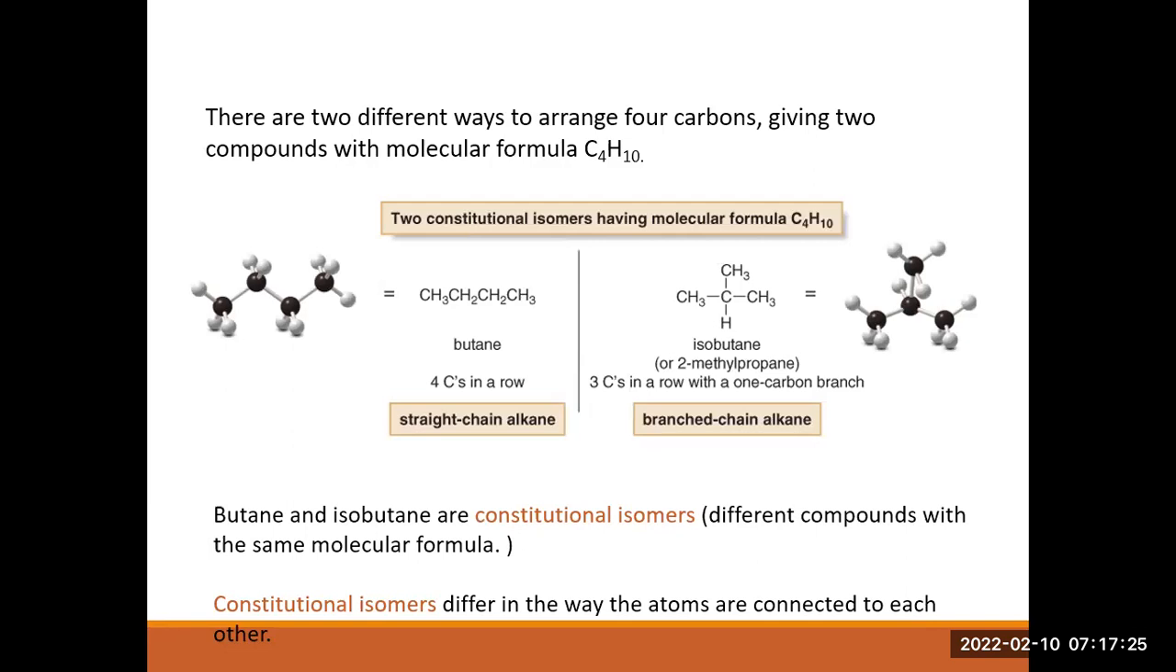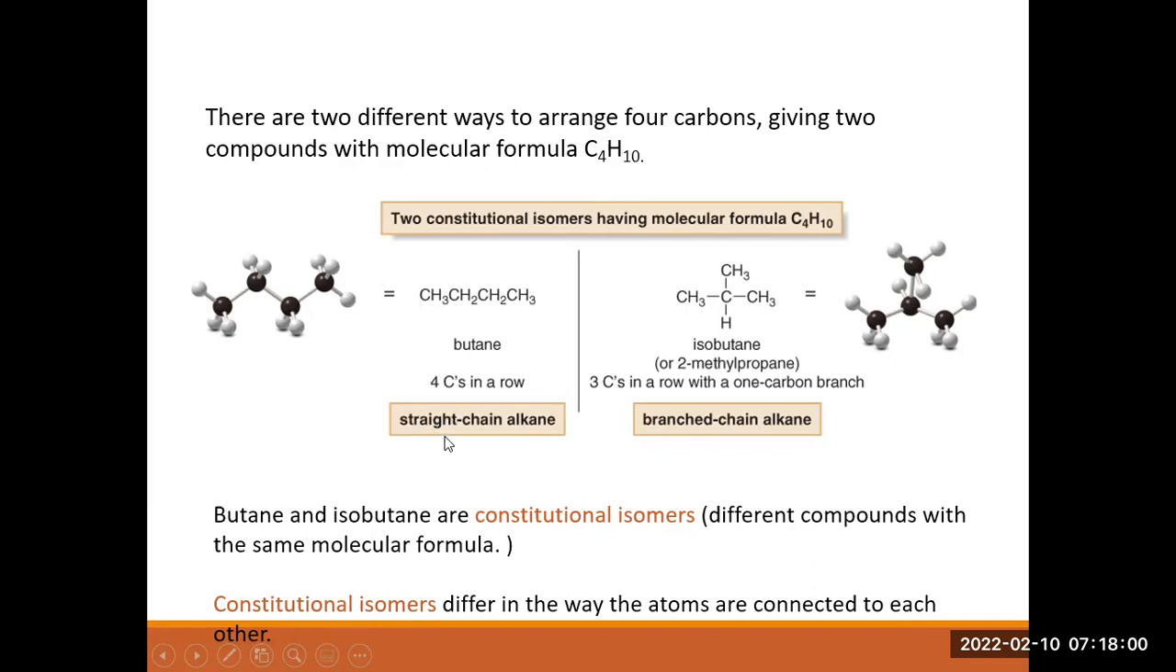But for example, you're using 4 carbons. So how can you arrange them? It says here there are 2 different ways to arrange 4 carbons, giving 2 compounds with molecular formula C4H10. This again follows the formula CnH2n+2. So for example here, you can use this one because you're using 4 carbon atoms: 1, 2, 3, 4. So this is how you can arrange them.